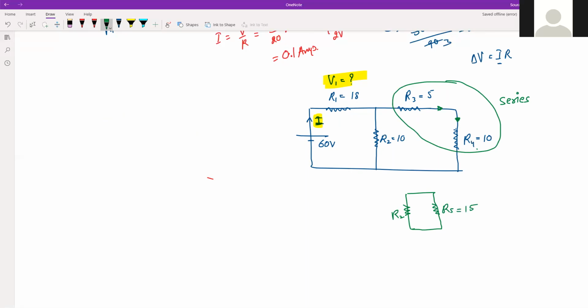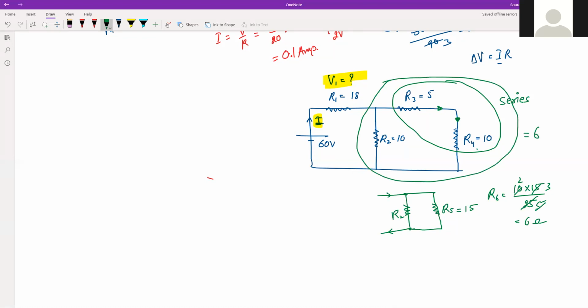Now these two are in parallel, because here you can see they have common ends, right? And the current is getting divided. From here, current will get divided. So that's why these are in parallel. So what will be the equivalent of this? Suppose that is R6, that will be equal to R2, that is 10 into 15 divided by 10 plus 15, that is 25. So that is equal to 6 ohms, right? That means this entire thing is equivalent to only 6 ohms.